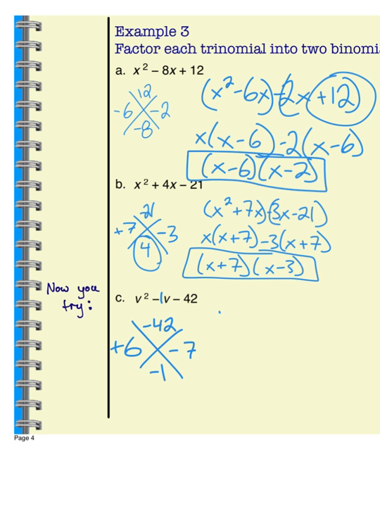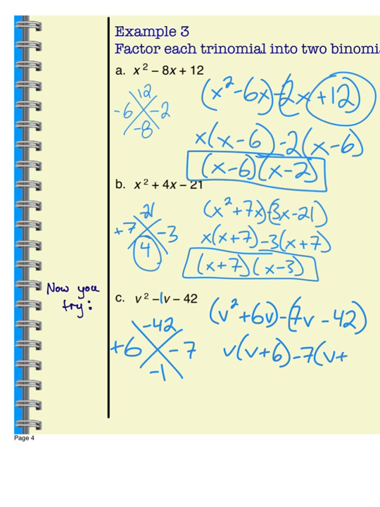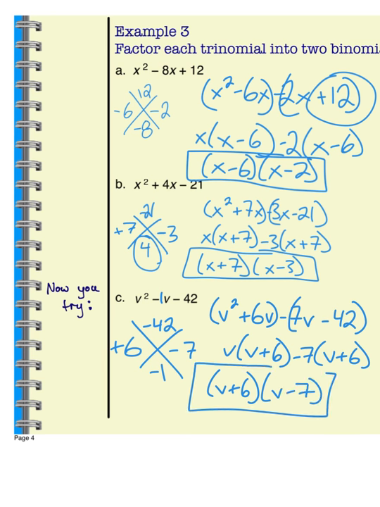Next step, we're going to rewrite the trinomial with our magic numbers instead. So plus 6v minus 7v minus 42. Then we're going to factor by grouping. V squared and 6v have a v in common. I'm left with v plus 6. And negative 7v and negative 42 have a negative 7 in common. I'm left with v plus 6. Factor out our binomial, v plus 6. We're left with v minus 7. And that's our final answer.